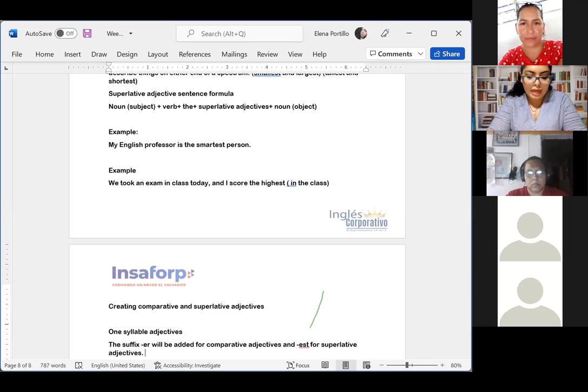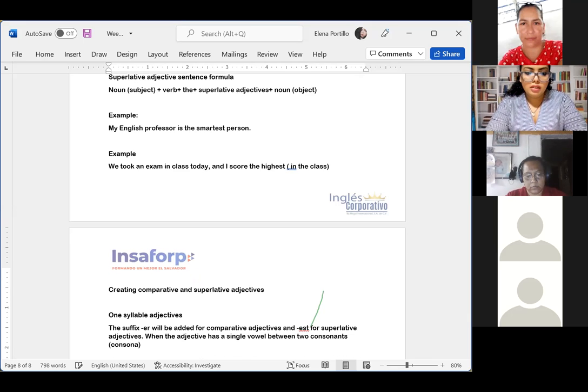So in some cases, when the adjective has a single vowel between two consonants, and we have like this, consonant plus single vowel plus consonant, the second consonant will be doubled.